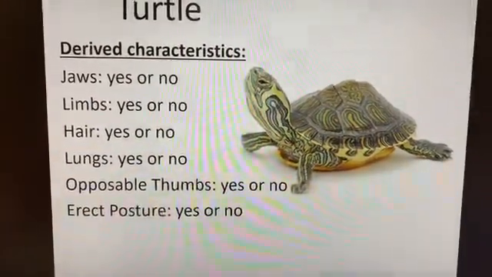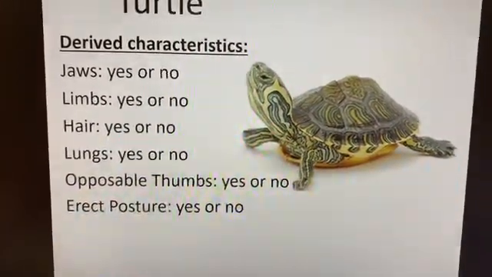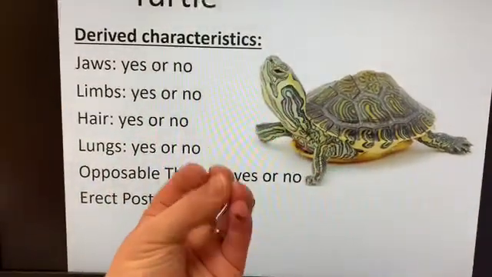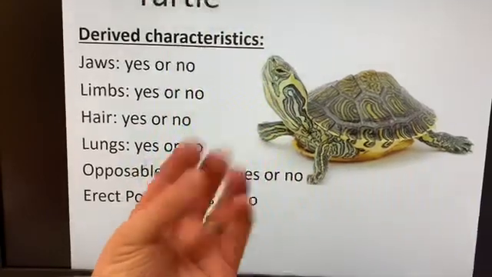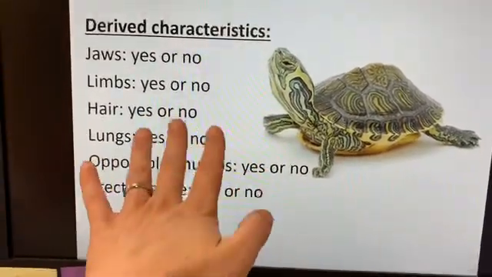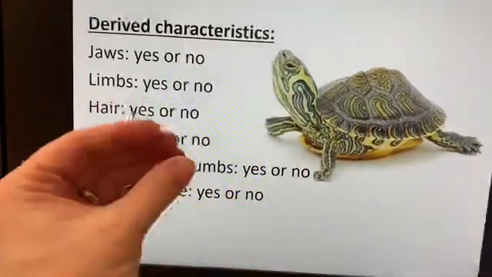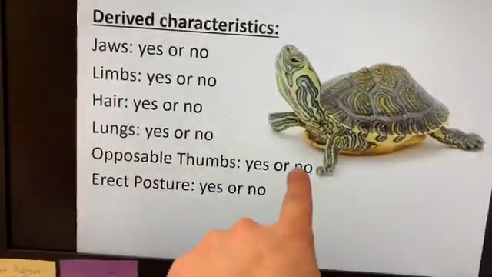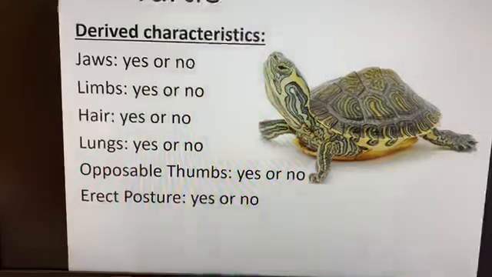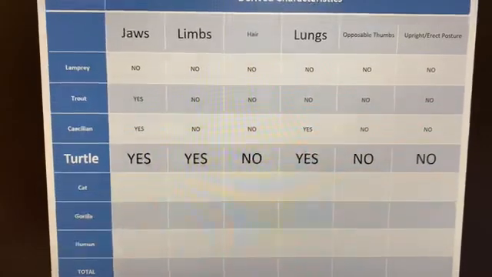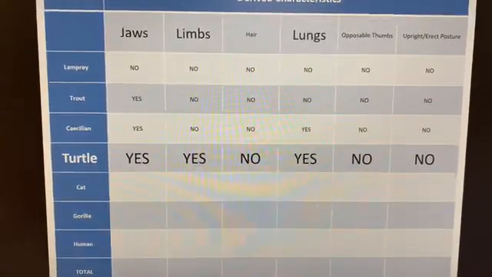Opposable thumbs. So opposable thumbs, a concept we have to explain. This thumb is opposite my fingers, thus that's an opposable thumb. That's what that means. His are all kind of next to each other. He can't grab things like this, so he does not have opposable thumbs. All right, erect posture, he uses all 4 legs, not just 2. So that's a no. So yes, yes, no, no for the turtle.